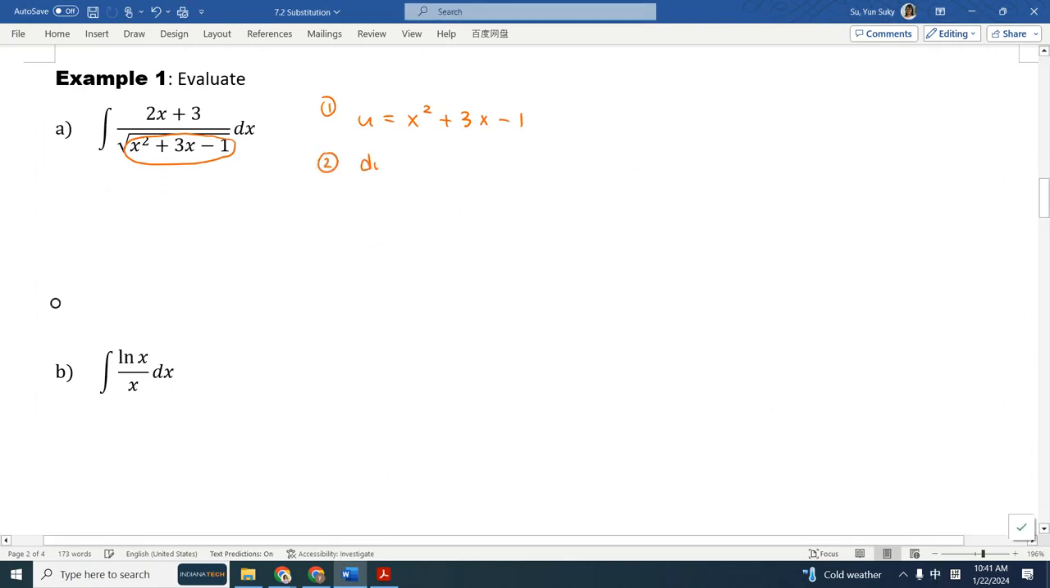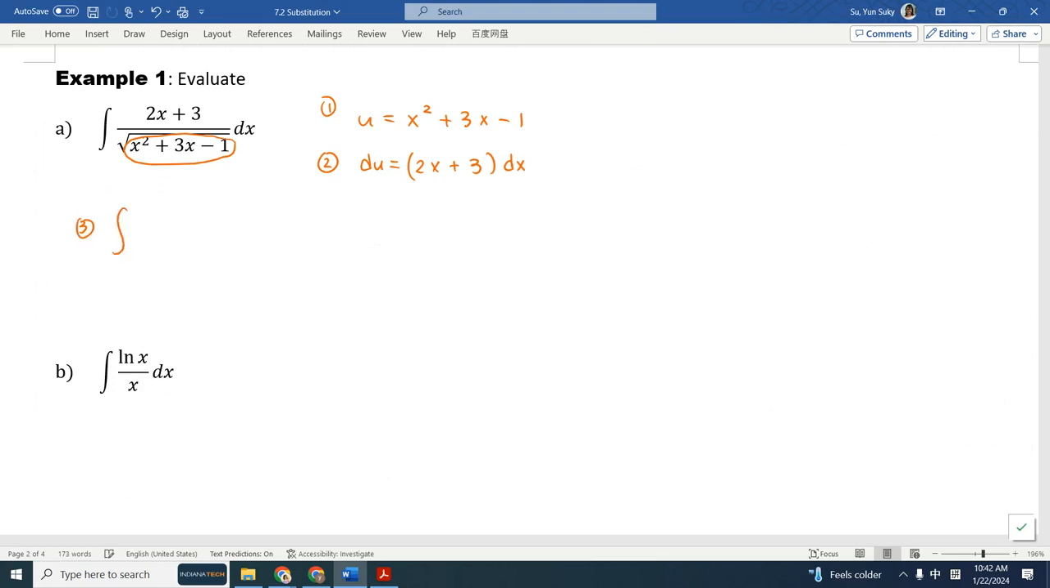What is du? What's the derivative of x squared? Yes, 2x plus 3. Awesome. And remember, we multiply by dx. 2 kids on the seesaw. You need differential on both sides. Okay. Are we ready to plug in?